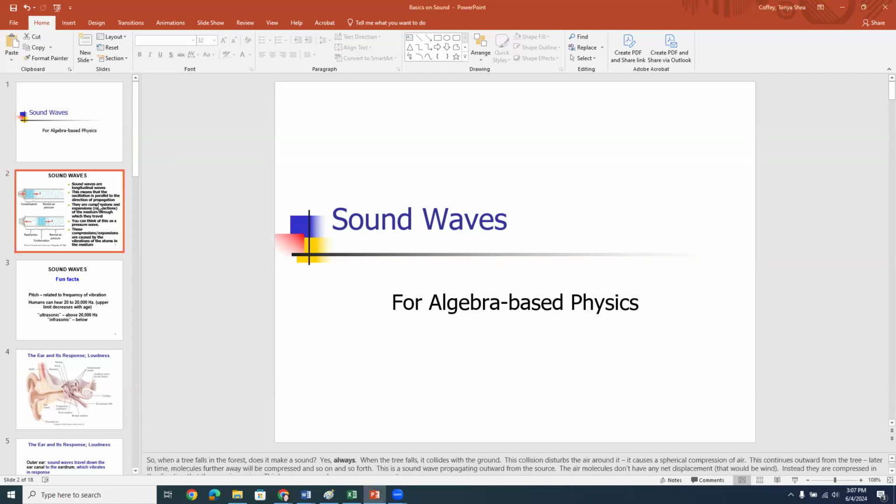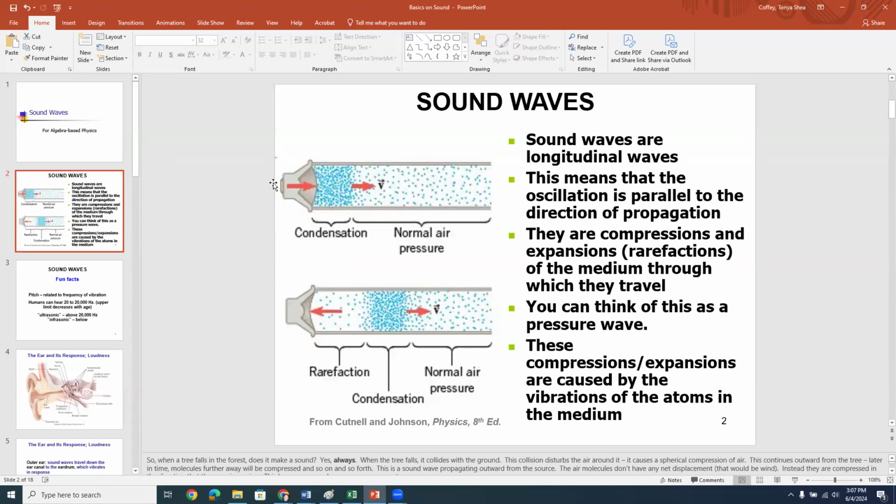As a reminder from the last lecture, sound waves are longitudinal waves. What that means is that the oscillation of the medium is parallel to the direction of propagation. These waves are actually compressions and expansions, which is sometimes called rarefactions, of the media that they're traveling through. You can think of this as kind of a pressure wave.